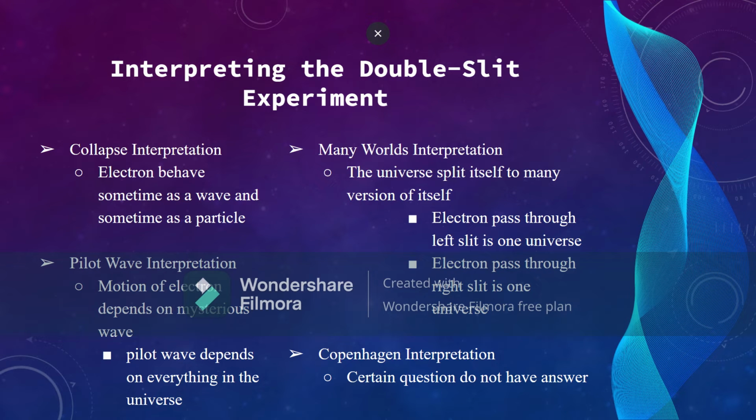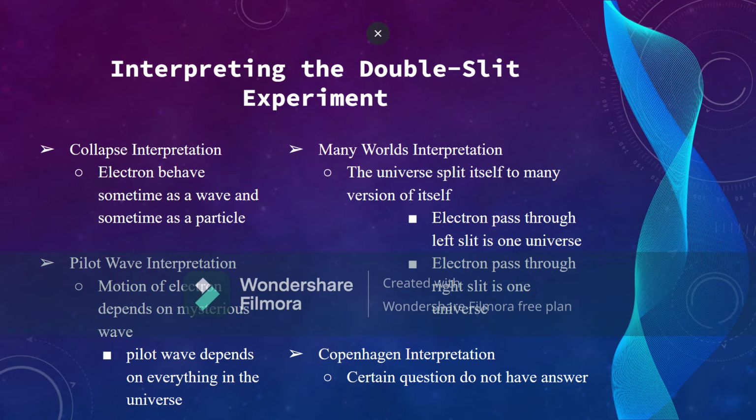Electrons sometimes behave as a wave and sometimes as a particle. The second interpretation is the pilot wave interpretation. The motion of the electron depends on a mysterious wave, which is called the pilot wave. And pilot waves depend on everything in the universe.